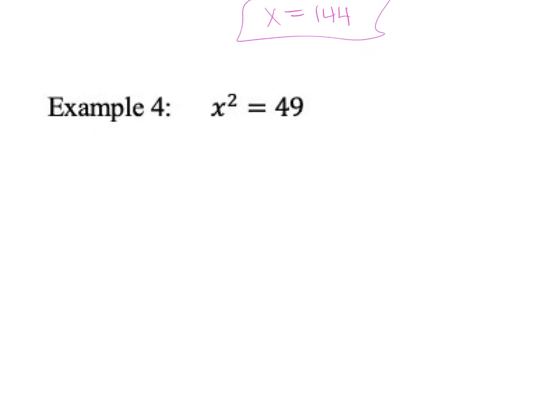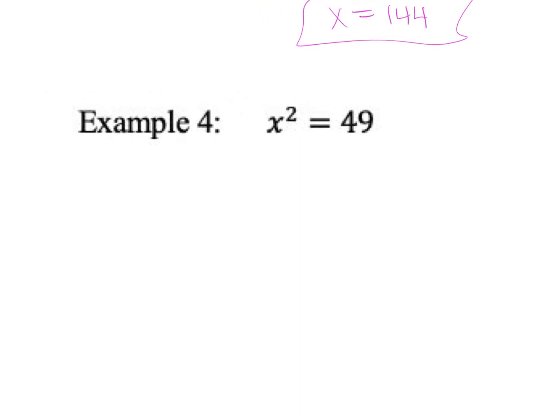All right, so example number 4 is a little bit different. Notice how we have a square. Opposite of a square is square root. So I'm going to square root both sides. It's going to have x by himself. Squares and square roots cancel each other out. So what number multiplied by itself makes 49? We know that that is 7.